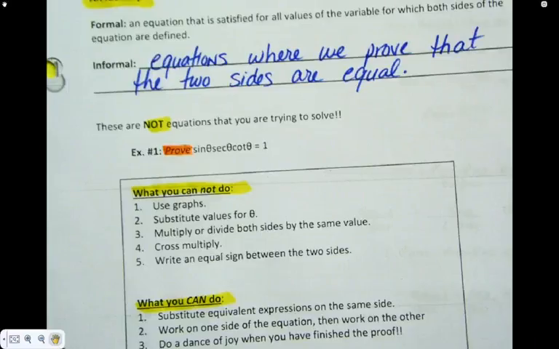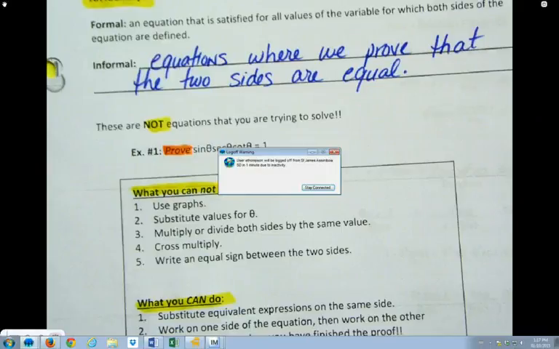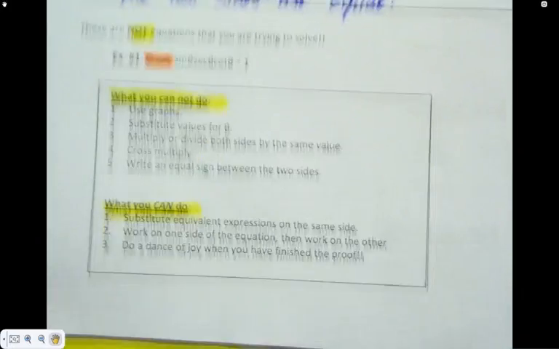You cannot multiply or divide both sides by the same value, which I'll talk about why in a second. You cannot cross multiply. And you cannot write an equal sign between the two sides, which I'll explain when we go through the first question. Those are the nots. Cannot do those things. Take a look at the 3 things you can do. That's it. 3 little things.